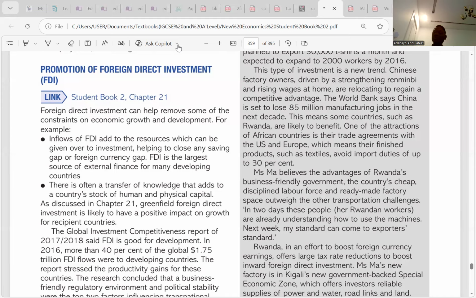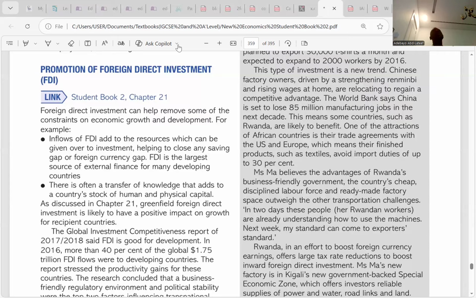FDI is also a source of finance for many developing countries. How is it a source of finance? Foreign direct investment through multinationals will make profit. And as soon as they make profit, they have to pay corporation tax to government, which is a source of finance for government. Also, the transfer of knowledge.